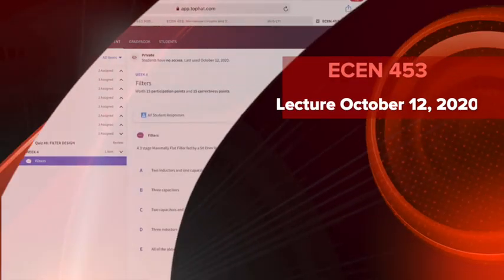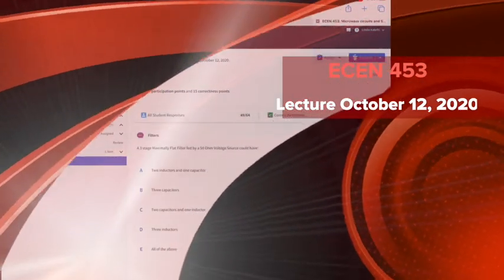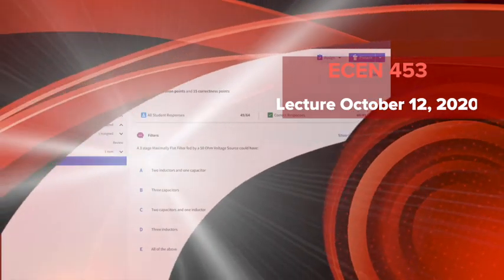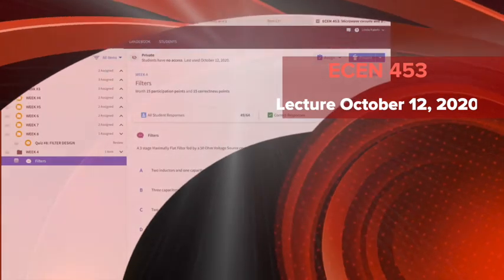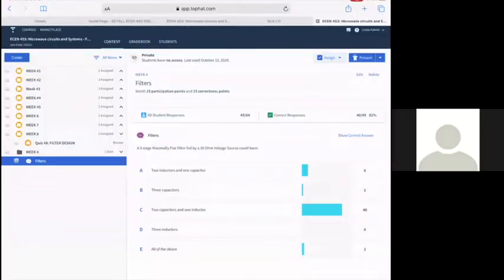Okay, the majority, 40 out of 49, did the right selection. It's a voltage source, so it starts with a capacitor, all right?